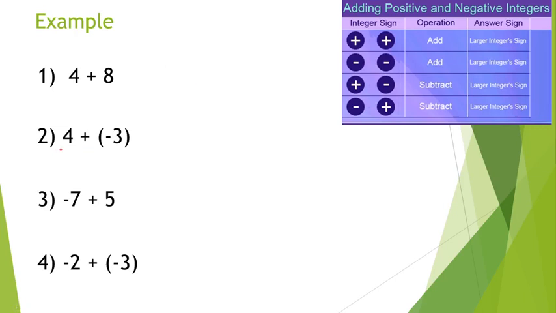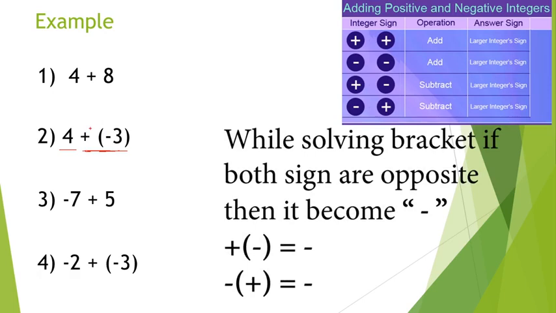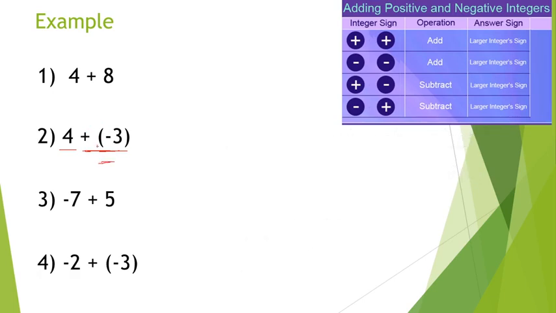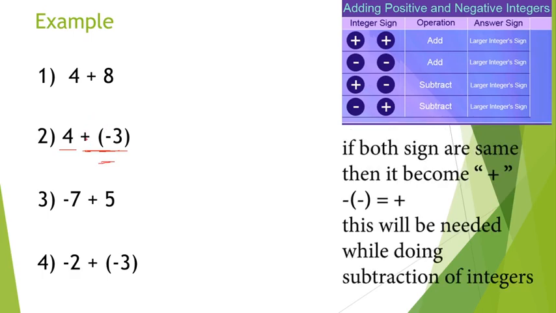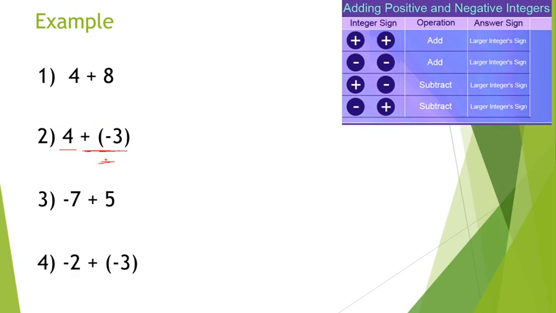Now let's take example number 2. Positive 4 plus negative 3. Firstly we have to solve the bracket. While solving the bracket, just remember one thing. When we open the bracket, the resultant sign will depend upon these two signs. If these two signs are different, the resultant sign will be minus. And if both the signs are the same, whether it is plus plus or minus minus, the resultant sign will be plus itself. Okay. So firstly we have to open the brackets. So we can write it as 4 plus and minus, it will be minus 4 minus 3.